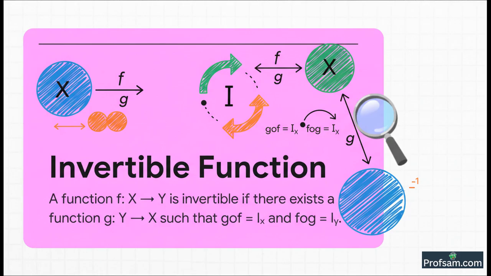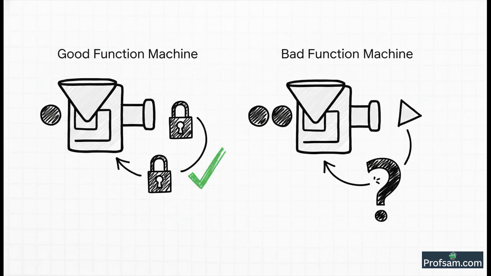This special partner function is called the inverse, and we write it as f with a small -1 on top. But there's a catch, and it's a big one. Not every function can have an inverse. It's just like in real life, right? Some things you just can't undo. For a function to have this perfect undo button, it has to be, well, special. It has to follow two very, very strict rules.